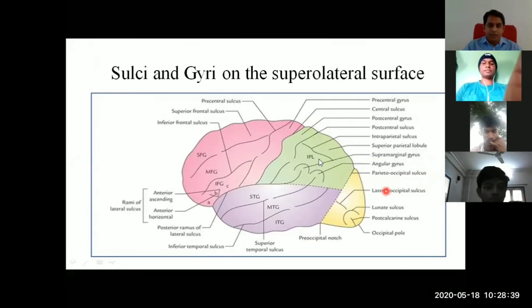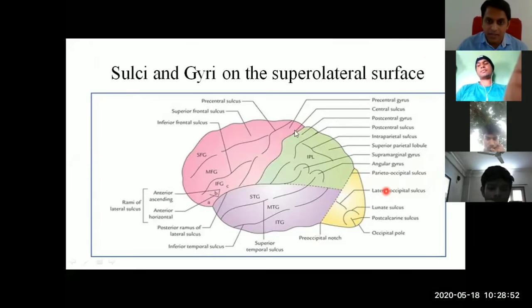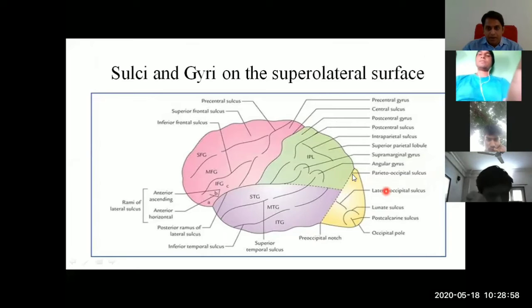Okay, let us come to the main part of the cerebrum. That's the sulci and the gyri. We need to know each and every sulcus and gyrus of all the surfaces. So let us begin with the sulci and the gyri. The main sulci we have studied are the central sulcus, lateral, parieto-occipital and calcarine.